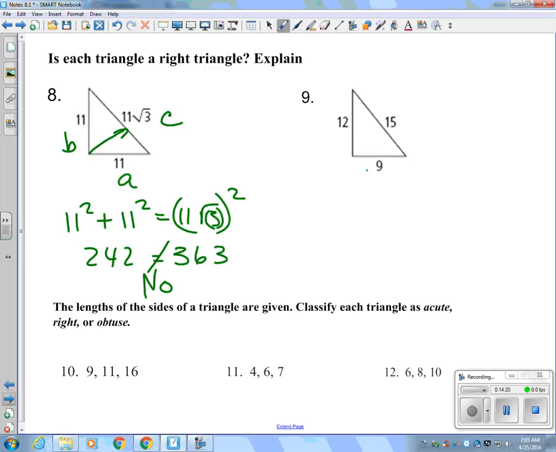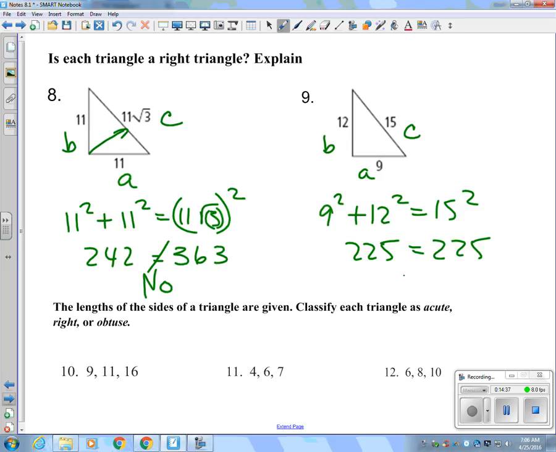Over here, if I say A is 9 and B is 12 and C is 15, then 9 squared plus 12 squared, does that equal 15 squared? 9 squared plus 12 squared is 225. 15 squared is 225. So this one would be yes, this is a right triangle.